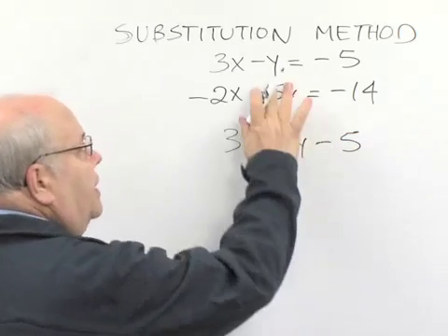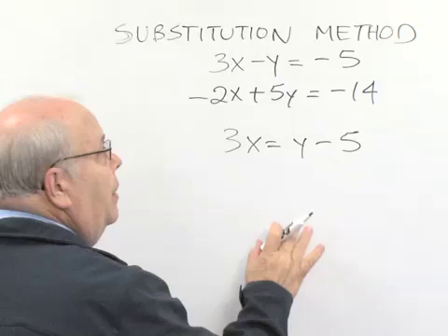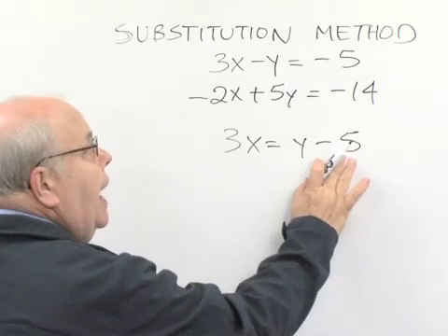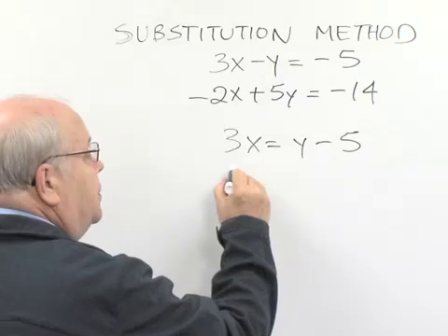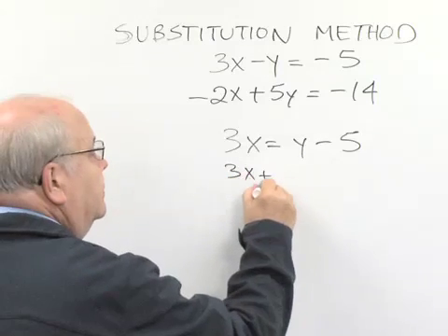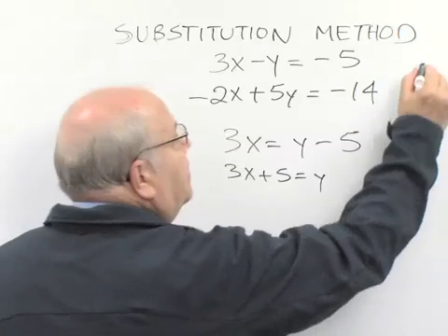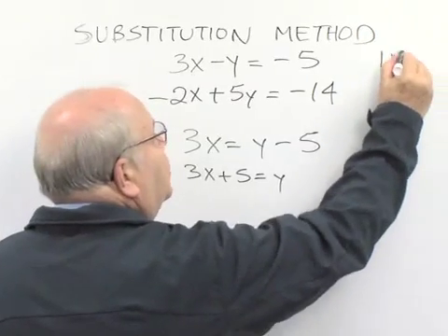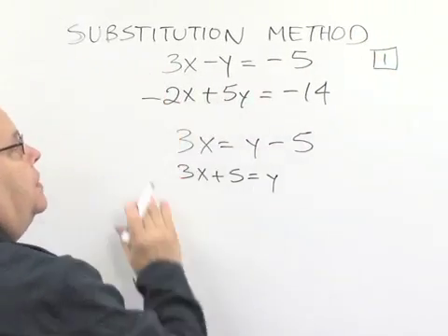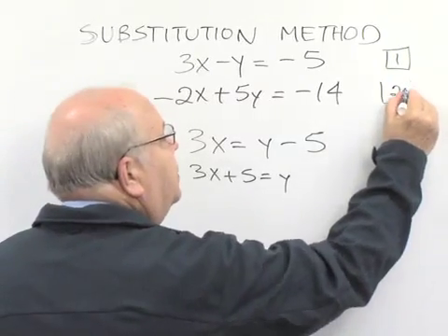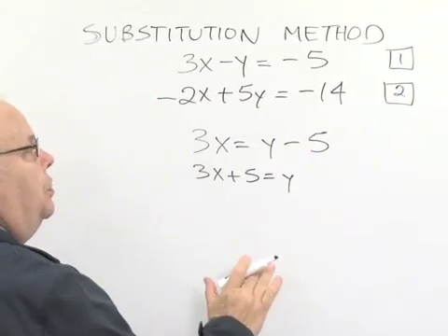The purpose of that is to get the y all by itself and have it be positive so we don't have so much chance for sign errors. Now we're going to add 5 to each side of the equation. Now, what we do in the substitution method is we pick one equation, in this case equation 1, and solve it for y, and we substitute it into equation 2.